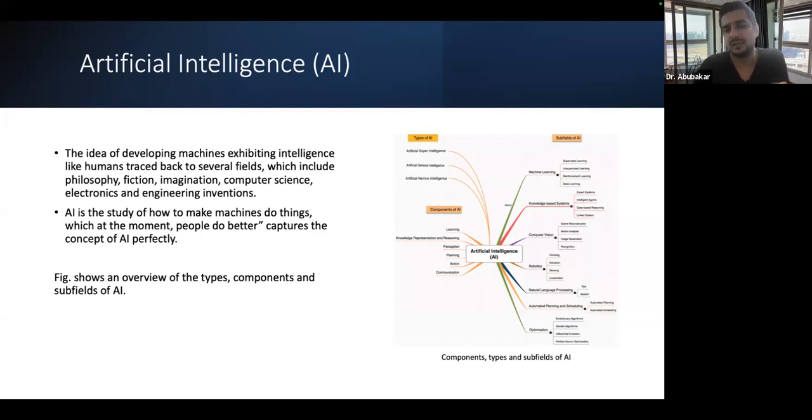So when we talk about AI, right? There are different types of AI right now. We have artificial super intelligence, artificial general intelligence, artificial narrow intelligence, right? We are even talking about generative AI, right? Based on that, you must have heard of machine learning, knowledge based systems, computer vision, robotics, natural language processing, and optimization. These are the basic components of AI, right?